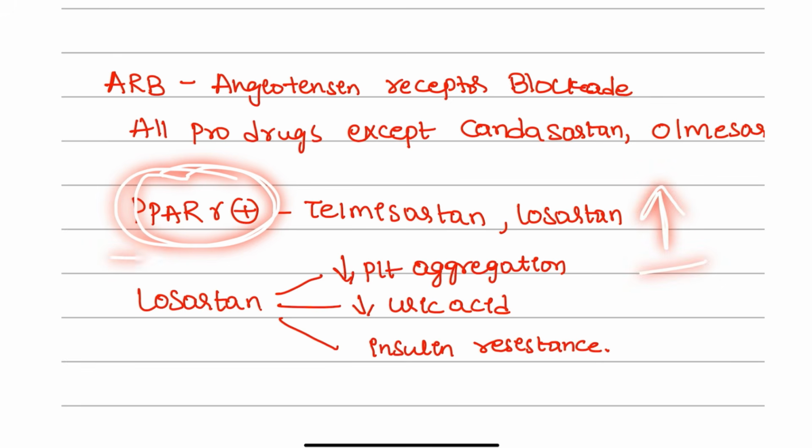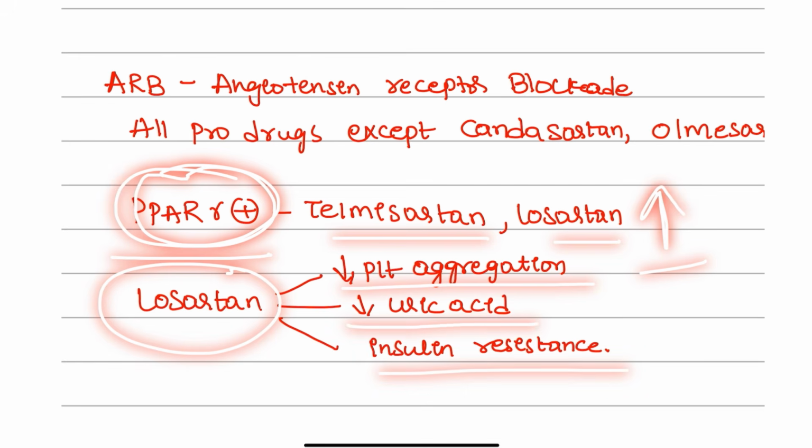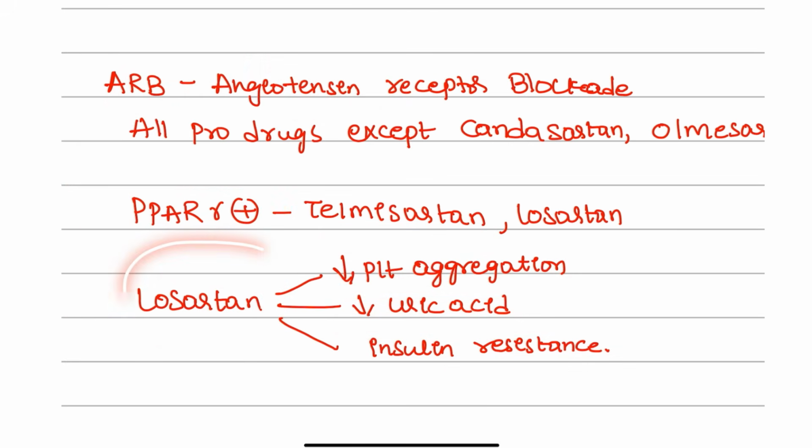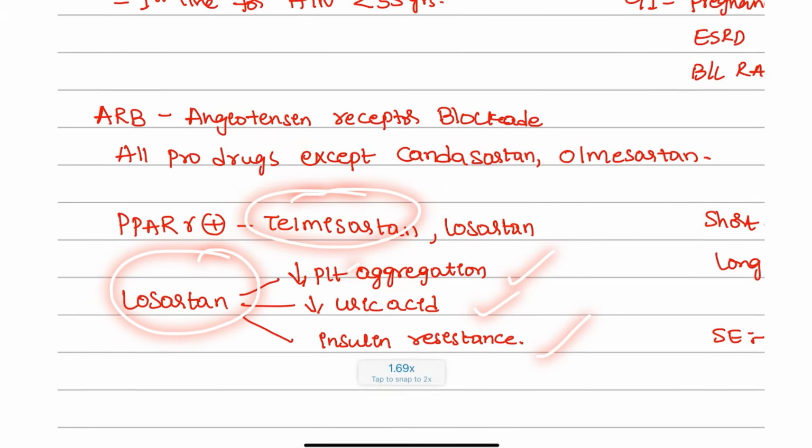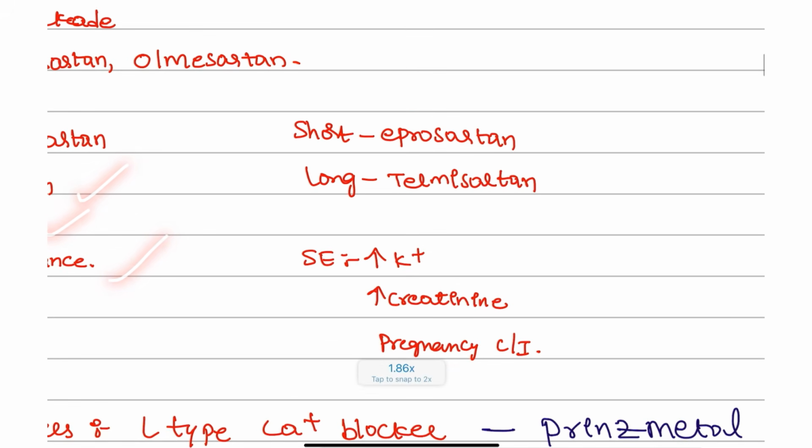So what are the examples with the PPAR gamma receptor? Telmisartan and losartan. Losartan has special properties. It will decrease platelet aggregation, decrease uric acid, and also decrease insulin resistance, along with decreasing hypertension. Losartan is a very common drug used in other Western countries because of these other benefits. And commonly in India, we use telmisartan for those suffering from diabetes mellitus and hypertension together. Short acting is eprosartan, long acting is telmisartan.